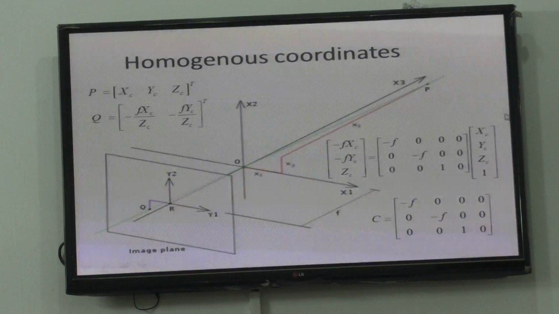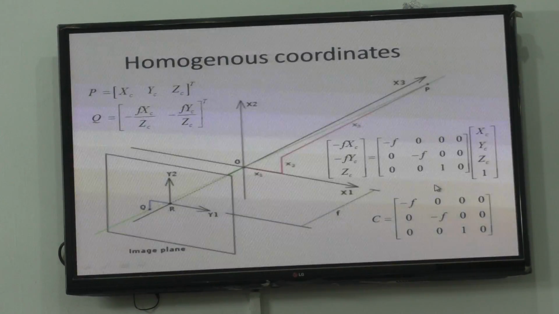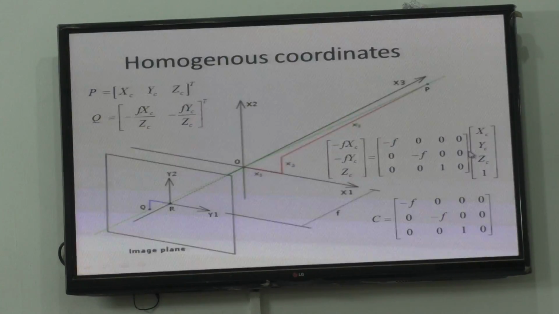How can I convert this back to non-homogeneous? I pick the last coordinate, I divide by that, and I throw it out. So now you can see the mapping from this point to this, and then converting to non-homogeneous, is what the camera does. So what the camera is doing is essentially this matrix multiplication. This is all the camera is doing. It maps a 3D point to 2D by multiplying by this matrix at the end of the day. And this is called the camera matrix.